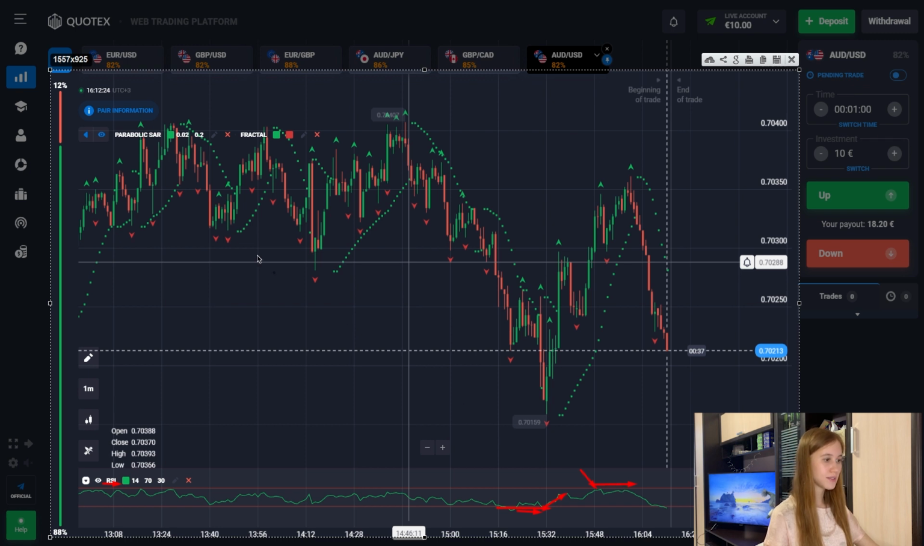The parabolic indicator is green dots that show us the direction of the trend, that is, they are below the price. This indicates an uptrend. Here the situation is reversed. Here the trend is down.